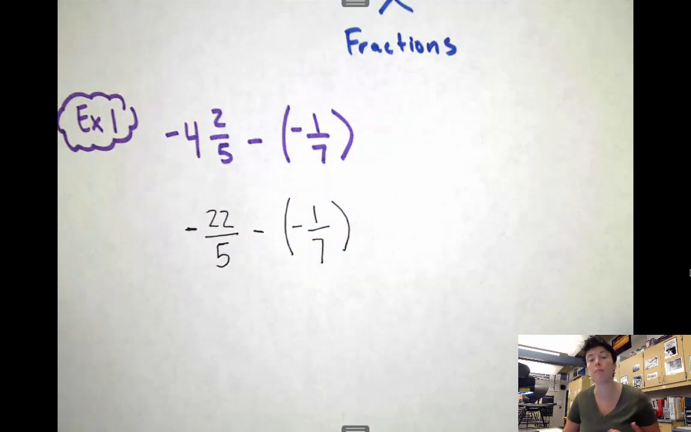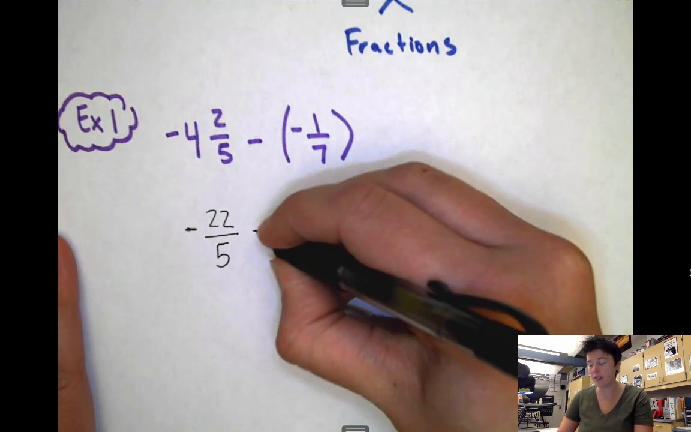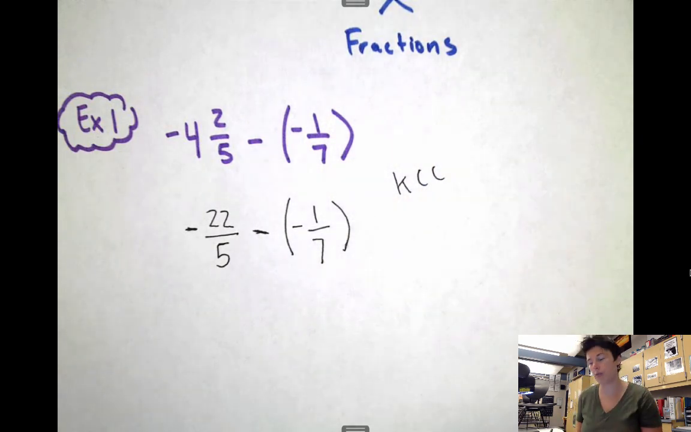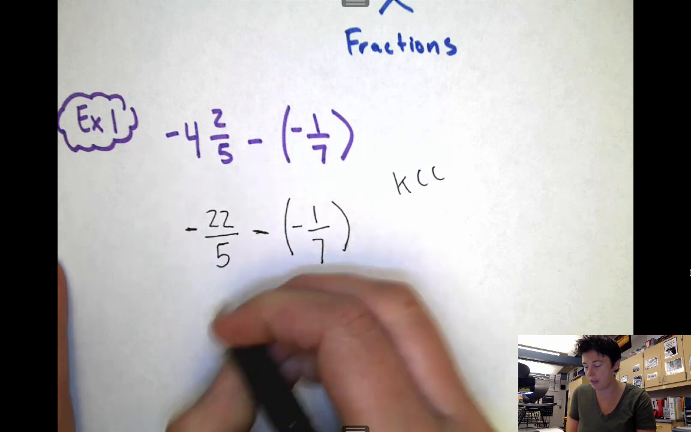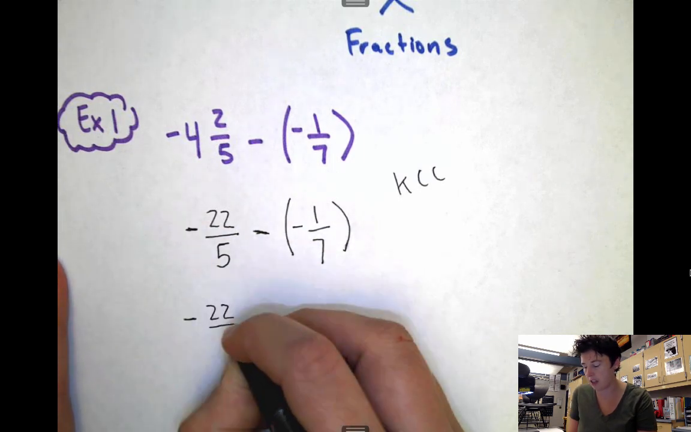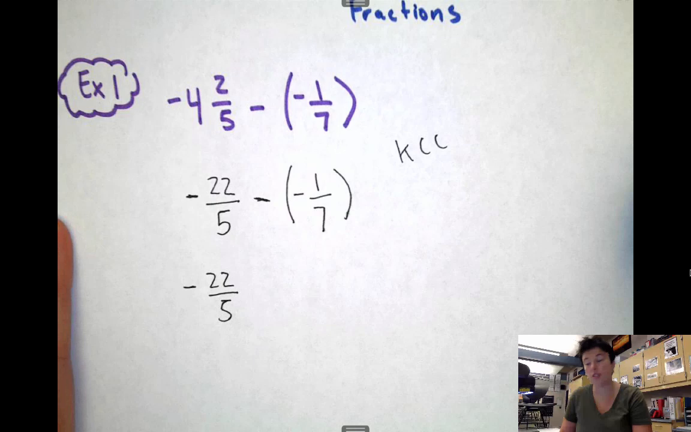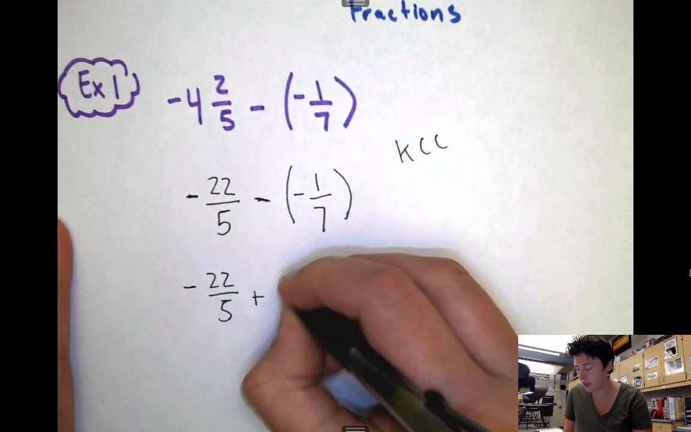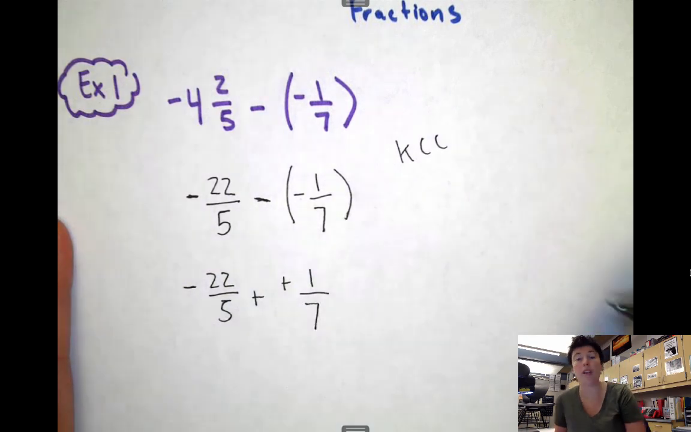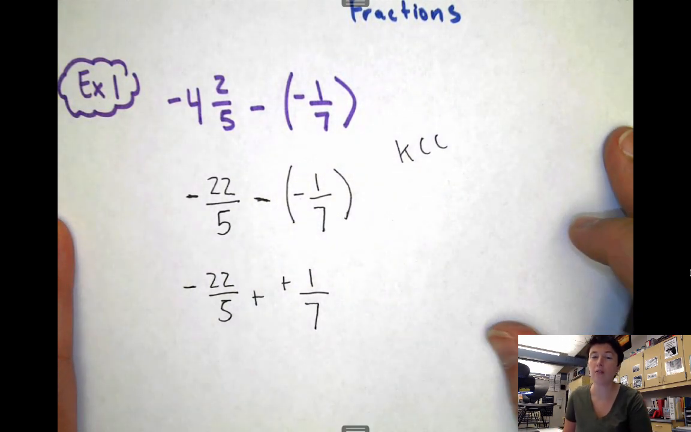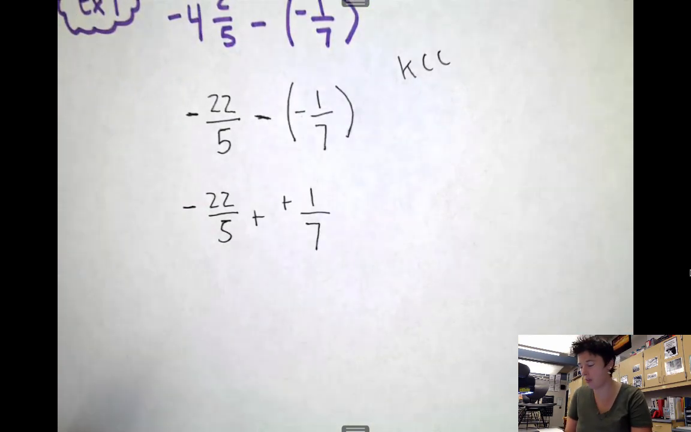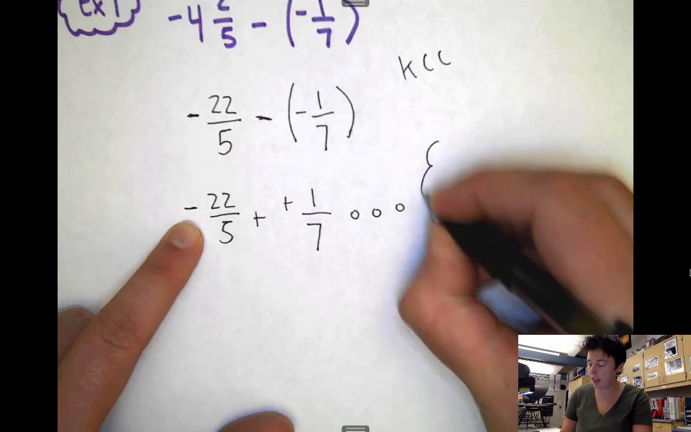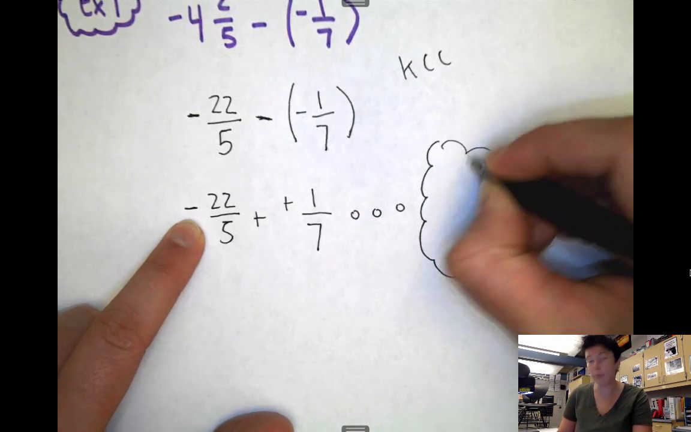I also see that it's a subtraction problem, and what we've learned with integers and subtraction is we use what we call the KCC rule, the keep, change, change rule, where we keep the first number the same. So negative 22 fifths is not going to change, but then we do change, change. So keep, change, change. I'm going to change it to a positive 1 seventh, which now turns it into an addition problem. And not only is it an addition problem, but it's an addition problem with a negative and a positive.